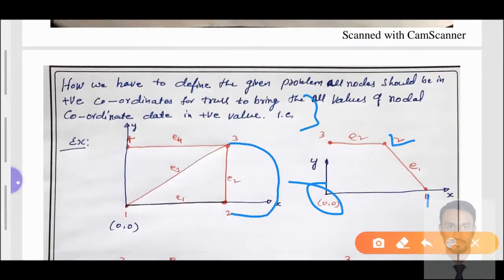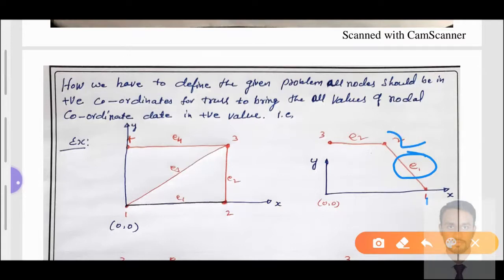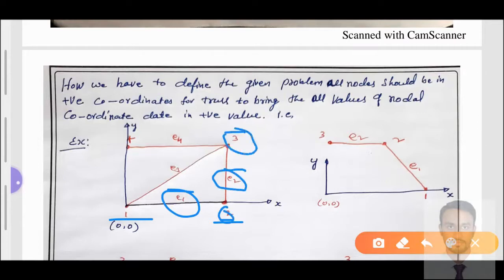Always, the node numbers I am giving are in a counterclockwise direction. In the same manner, we are giving the element numbers. Element number 1 lies between node number 1 and 2, and element number 2 lies between node number 2 and 3. Similarly, here we have node number 1 and 2. Element number 1 lies between these two nodes, starting from node number 1 and ending at node number 2. Similarly, element number 2 starts from node number 2 and ends at node number 3.